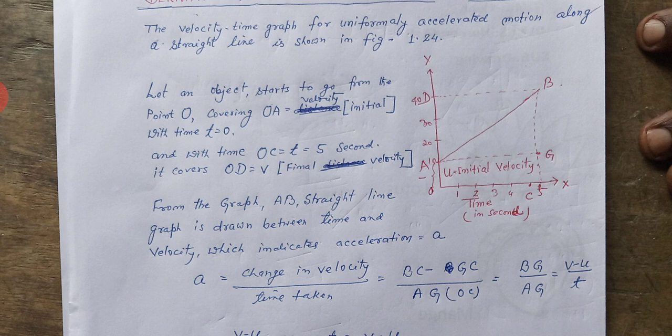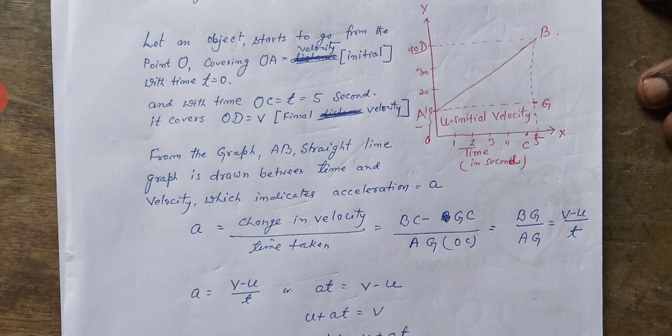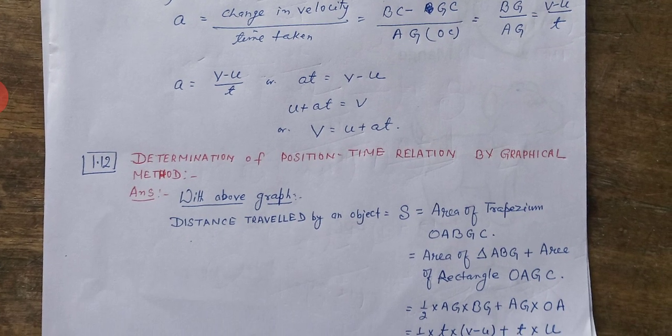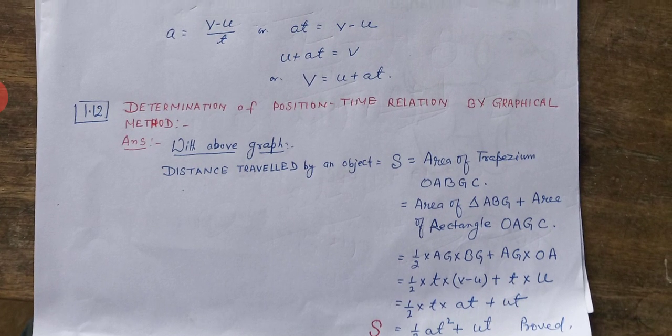Now we know that acceleration is equal to change in velocity by time taken. BC minus GC by AG, or OC, is equal to BG by AG. BG is equal to V minus U by T, and a is equal to V minus U by T, or at is equal to V minus U, U plus at equal to V, V is equal to U plus at.